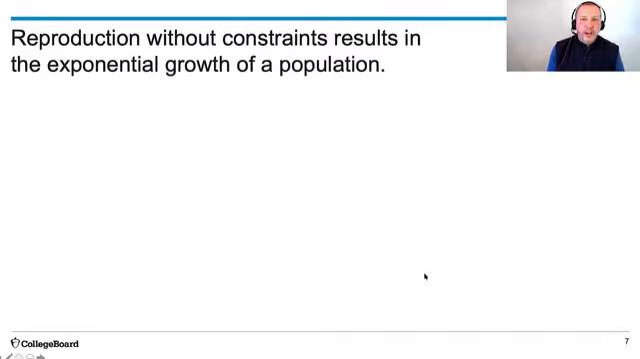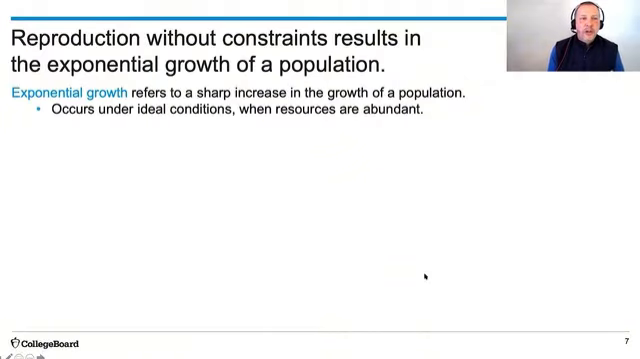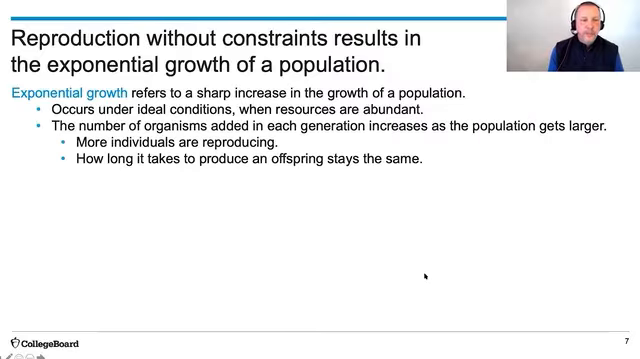Reproduction without constraints results in the exponential growth of a population. Exponential growth refers to a sharp increase in the growth of a population. This occurs under ideal conditions when resources are abundant. The number of organisms added in each generation increases as the population gets larger. More individuals are reproducing. How long it takes to produce an offspring stays the same.